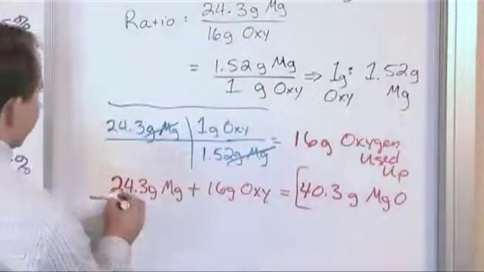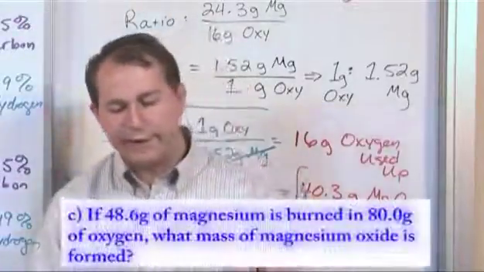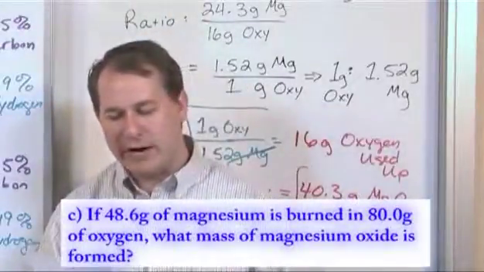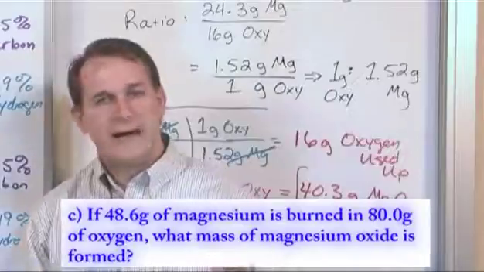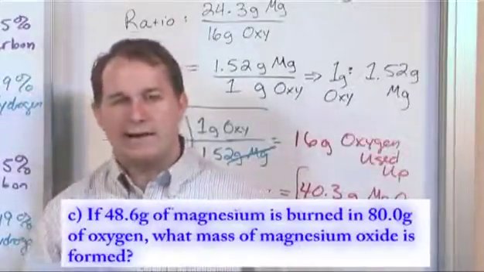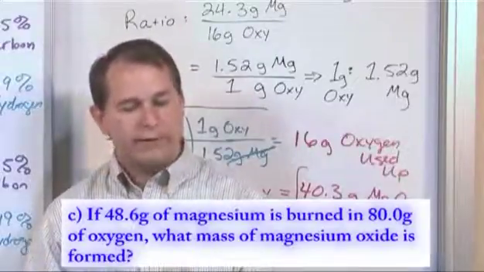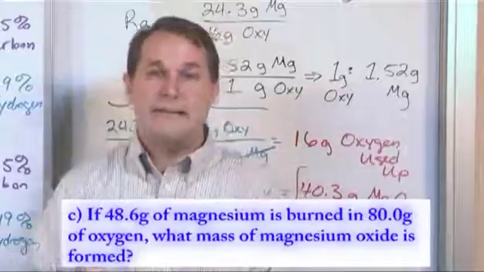So that's the most important thing. Now the third part of the problem is actually a lot more interesting. The third part says if 48.6 grams of magnesium is burned, again in an 80 gram oxygen atmosphere, what mass of magnesium oxide is formed in that case? This next part is really different because now we have changed the amount of magnesium that we start with.